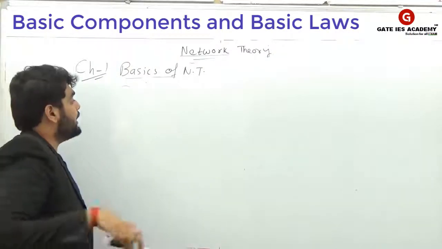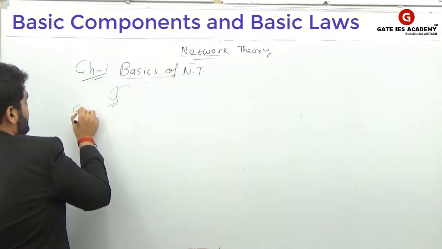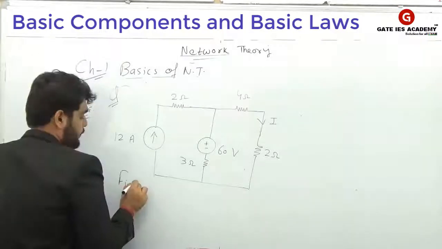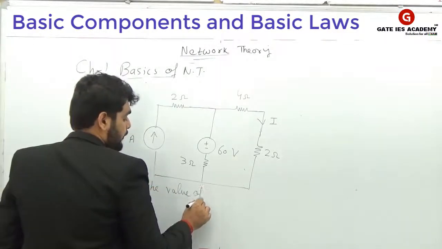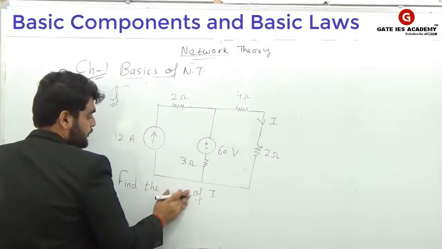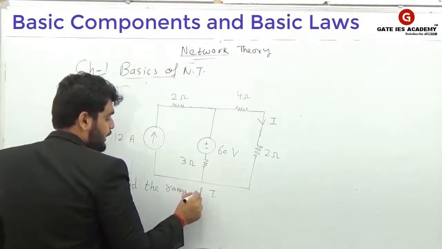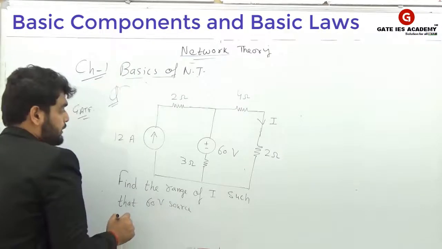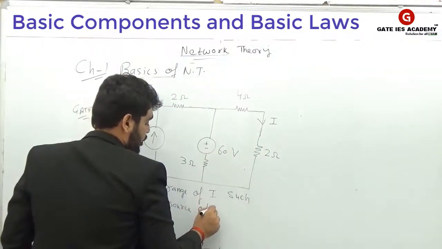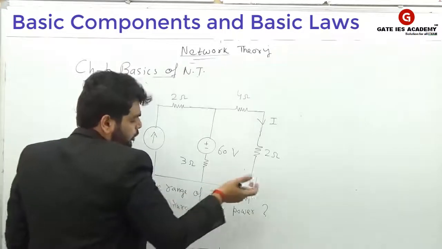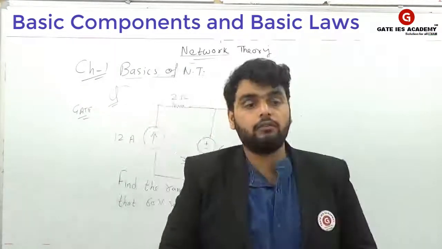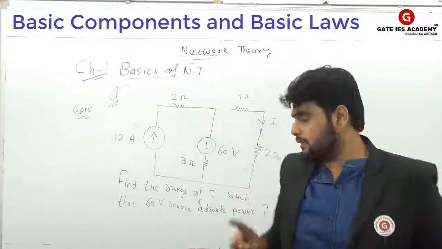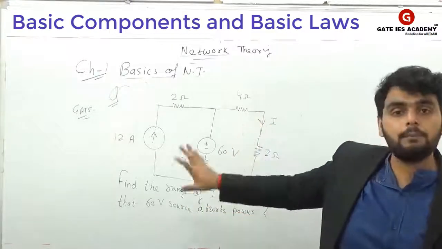Again, this question is from the GATE exam. The question is, find the range of I such that the 60 volt source always absorbs power. So in this question we have to find the range of the current I. This is the I. We have to find the range of the current I such that the 60 volt source always absorbs the power.